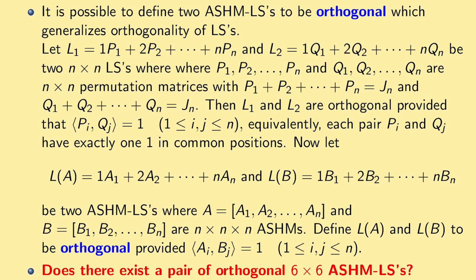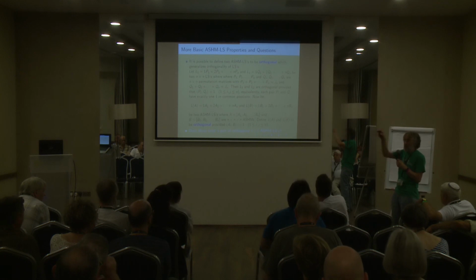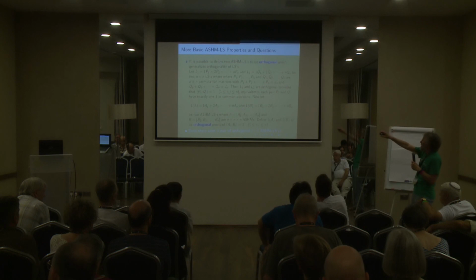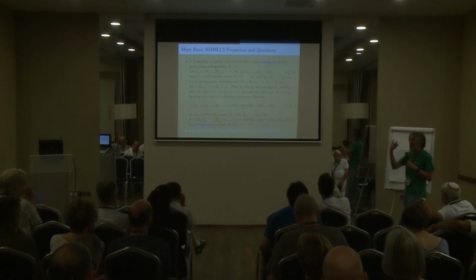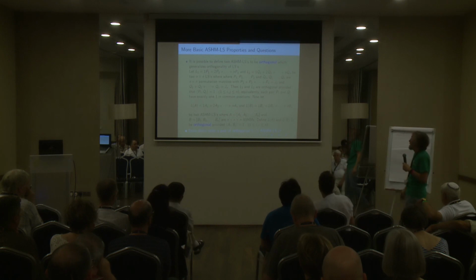All right. Now, you know what it means for 2 Latin squares to be orthogonal, right? If you think of a Latin square in terms of 1 times the permutation plus 2 times the permutation plus n times the permutation, then we know that the sum of those p's is J, the sum of the q's is J, and orthogonality means, in terms of the ordinary inner product, that the inner product of p_i and q_j equals 1, when you multiply corresponding entries and add them up. There's got to be just a 1 there in order that everything occur exactly once, okay?